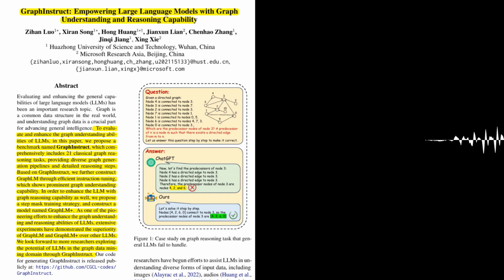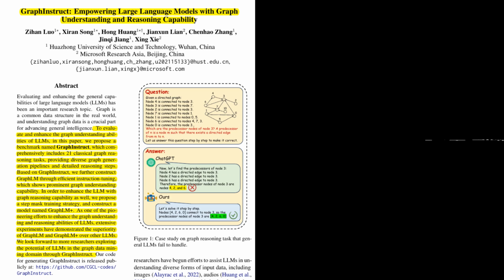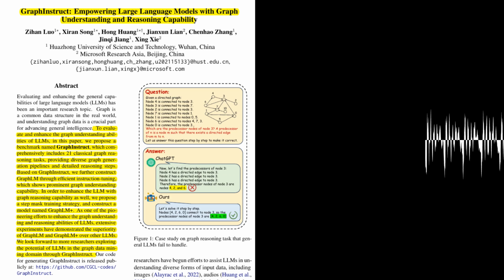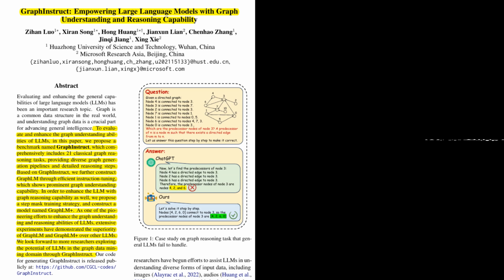LLMs with graph reasoning capabilities could revolutionize how we analyze and understand complex systems. They could lead to breakthroughs in fields like medicine, finance, and social science. Furthermore, they could empower individuals to make more informed decisions by providing them with insights from complex data. So this research has the potential to both benefit and challenge society. What are some of the key takeaways from this paper?